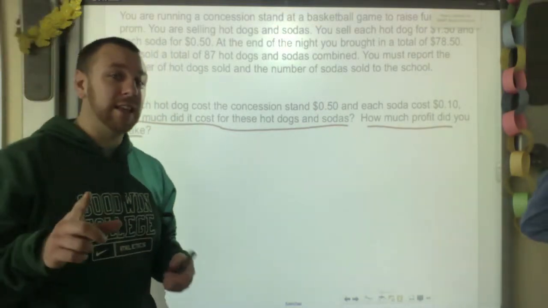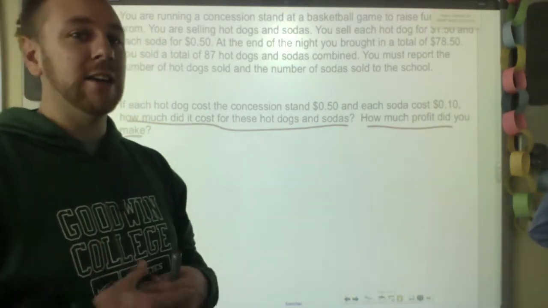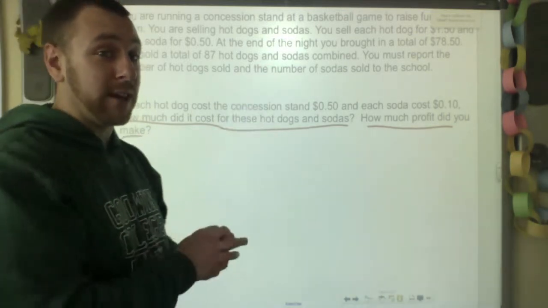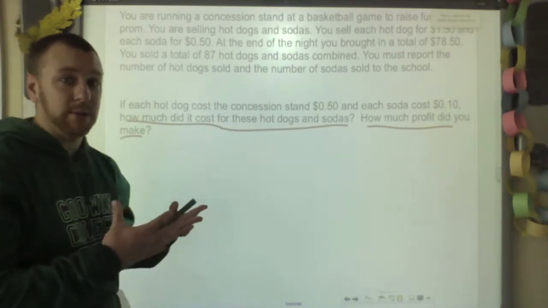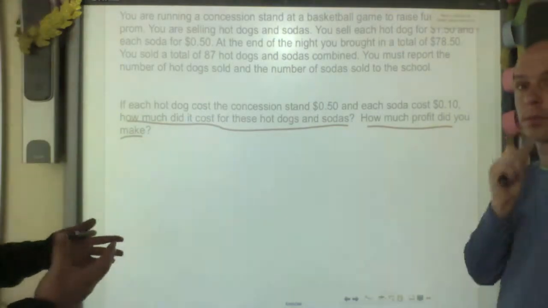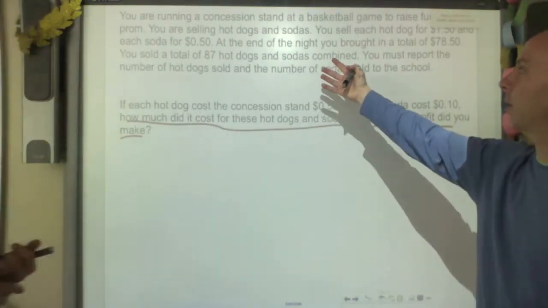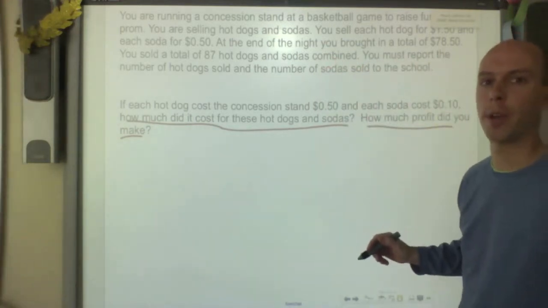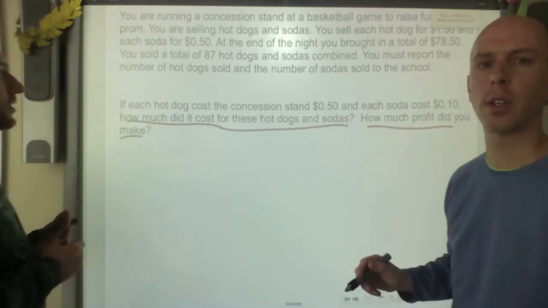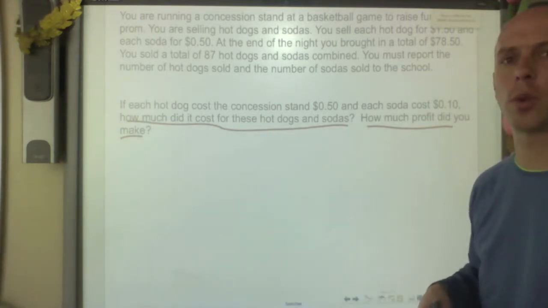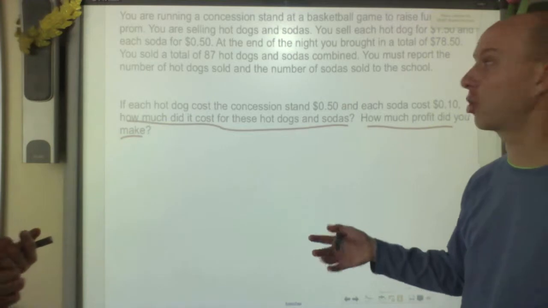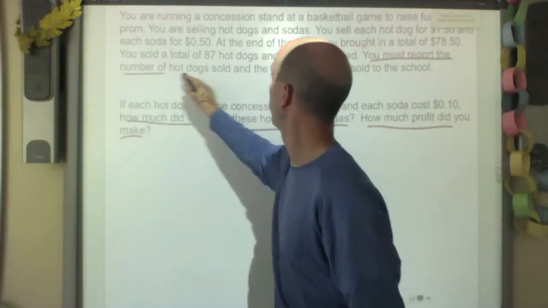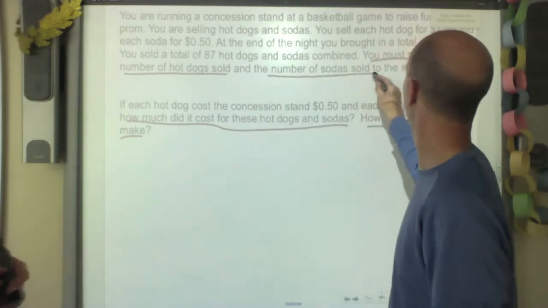But there's one key thing that doesn't have a question mark. And oftentimes word problems ask questions without actually putting a question mark there, and you have to determine it. What are we talking about in this question? Well, we look back into the main body of the problem, and it says you must report the number of hot dogs sold and the number of sodas sold to the school. So you've got to report back to the school what you sold. So that is another key piece of information: the number of hot dogs sold and number of sodas sold.